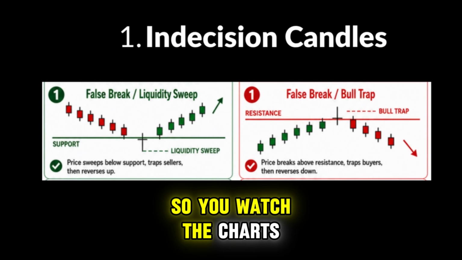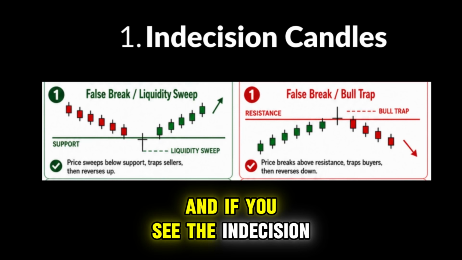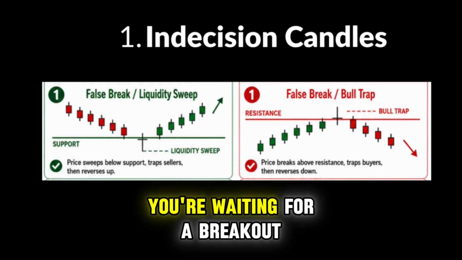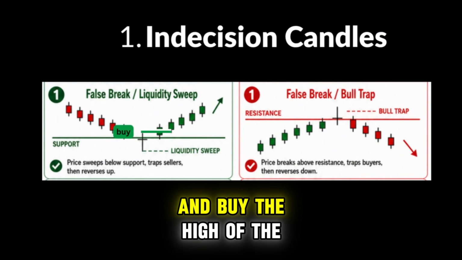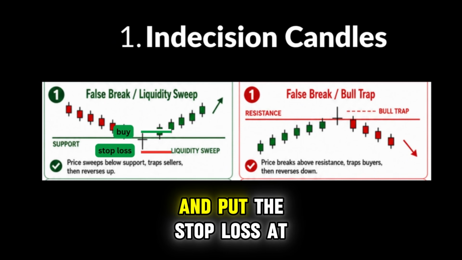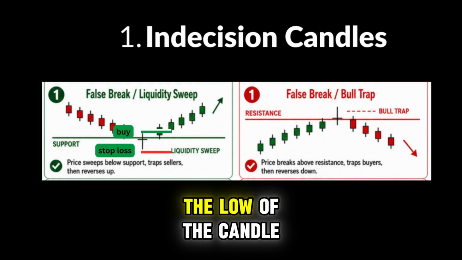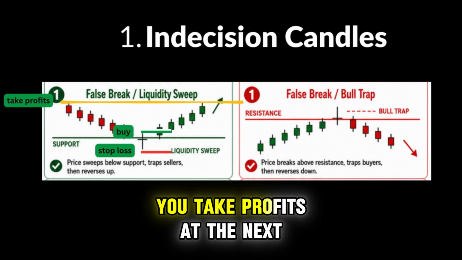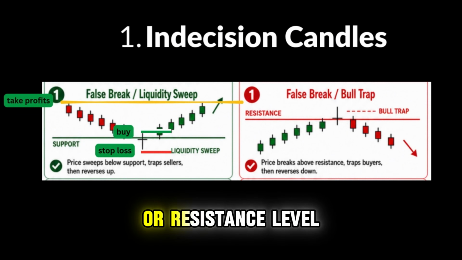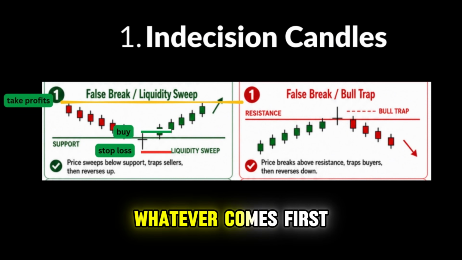So you watch the charts, and if you see the indecision candle, you wait for a breakout and buy the high of the candle and put the stop loss at the low of the candle. You take profits at the next support or resistance level, whichever comes first.